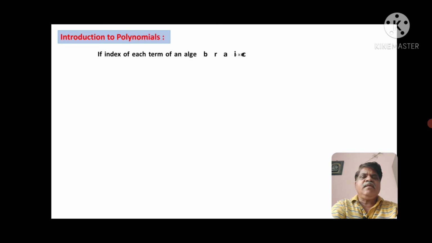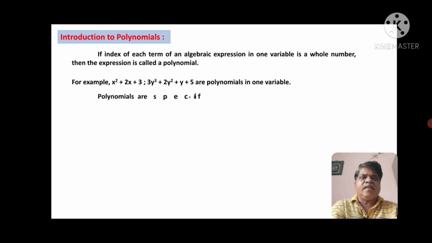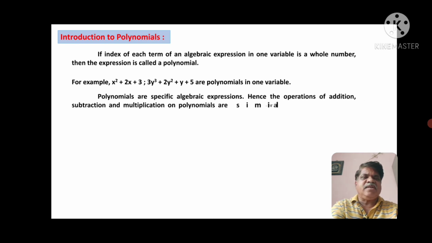So friends, let us see the introduction to the polynomials. If the index of each term of an algebraic expression in one variable is a whole number, then the expression is called a polynomial. For example, x square plus 2x plus 3, and 3y square plus 2y square plus y plus 5 are polynomials in one variable. Polynomials are specific algebraic expressions. Hence, the operations of addition, subtraction and multiplication on polynomials are similar to those performed on algebraic expressions.